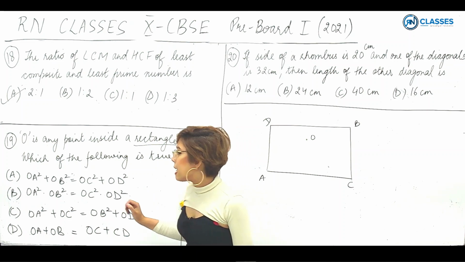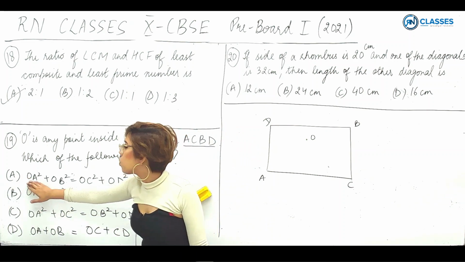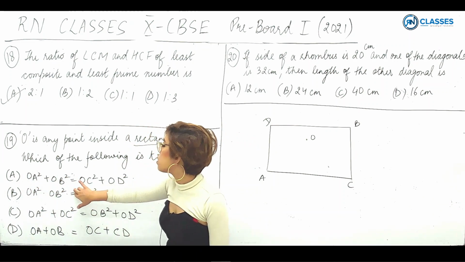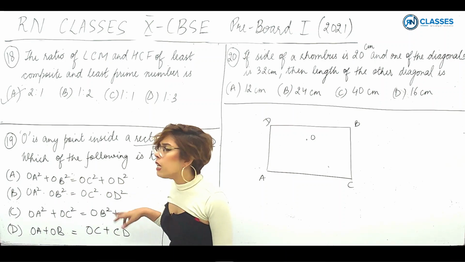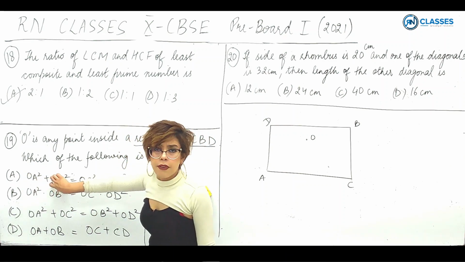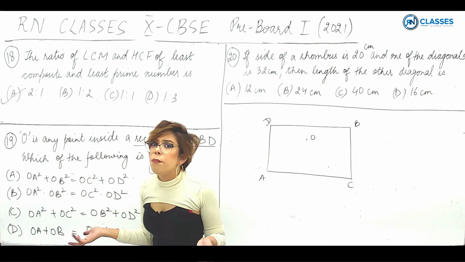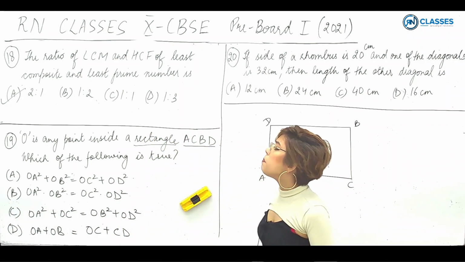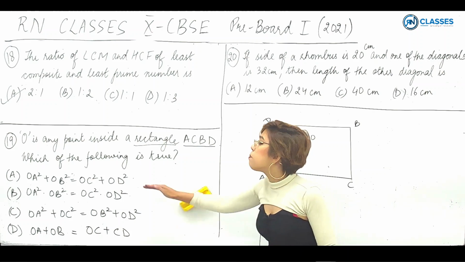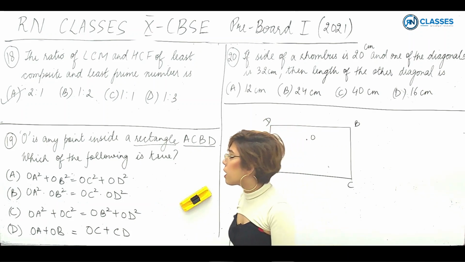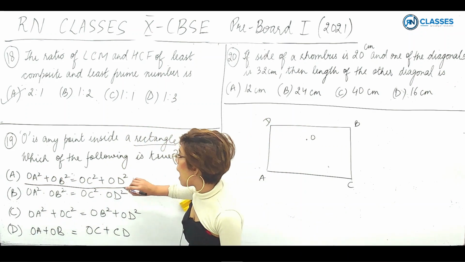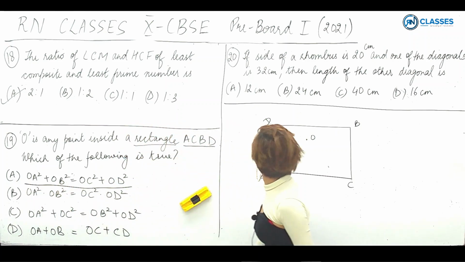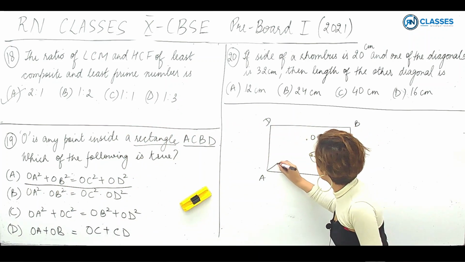Now, as I can see, in the first option, I have OA square plus OB square is equal to OC square plus OD square. Right? Now, squares of the sides are coming, so definitely somehow I have to use Pythagoras theorem. So, I will proceed with the Pythagoras theorem option by option. Let me check the first option. Now, first option, I have OA square. Right? OA square. So, let me join it.